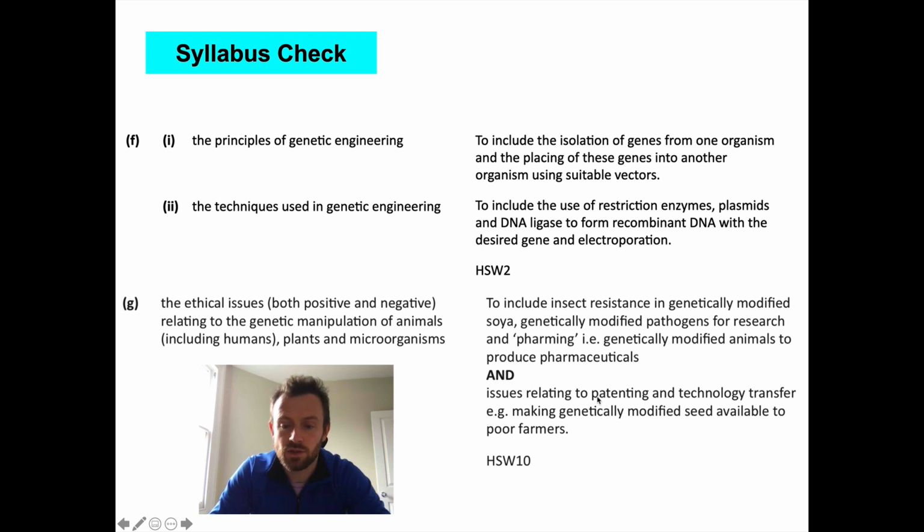Do you understand issues relating to patenting and technology transfer? So this is, for example, making genetically modified seeds available to poor farmers and not using that Terminator technology that meant that the farmers would have to buy new seeds every year, which many farmers would not be able to do. It would be economically unsustainable. Okay. So there you go. That's a summary of everything genetic modification.